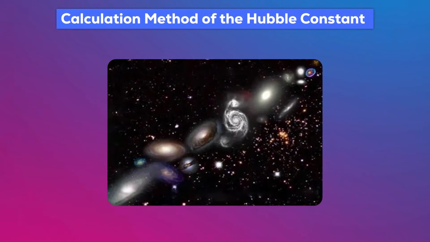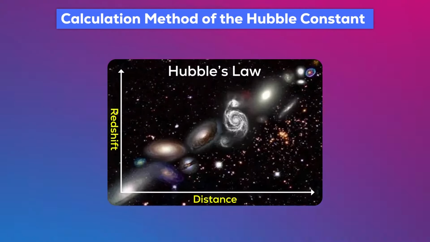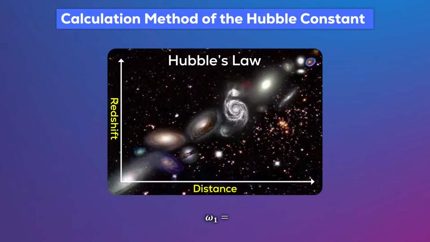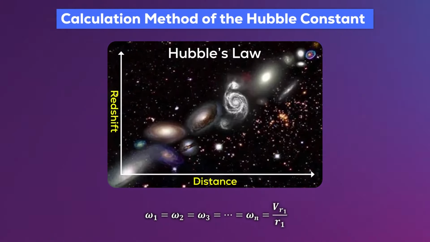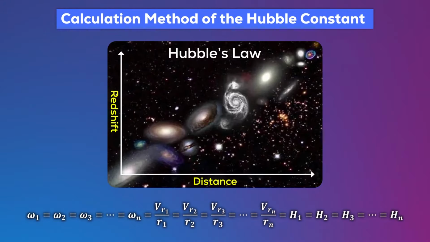Calculation method of the Hubble constant. The method of calculating the Hubble constant is that the slope of the velocity-location diagram of the observed galaxies is considered as the Hubble constant. Therefore, the relation can be written as follows.